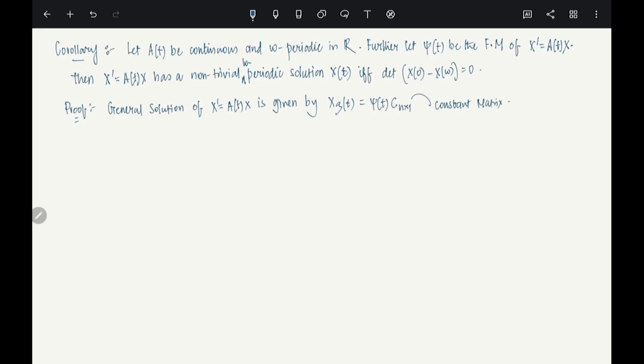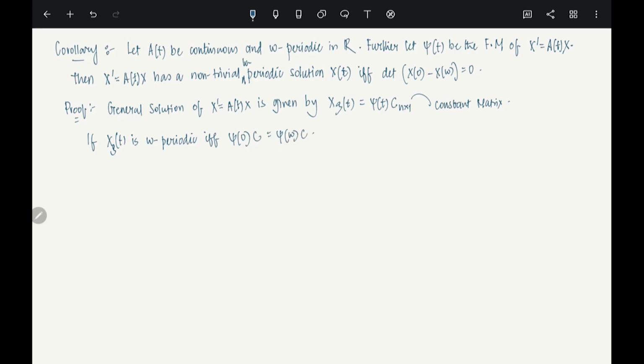Okay. Now you see, what do we need to do? If one of these solutions is a w periodic solution, so let's say x g of t is w periodic for some particular constant, of course that will give you the if and only if condition. What is the if and only if condition? If phi of 0 times c equals phi of w times c.